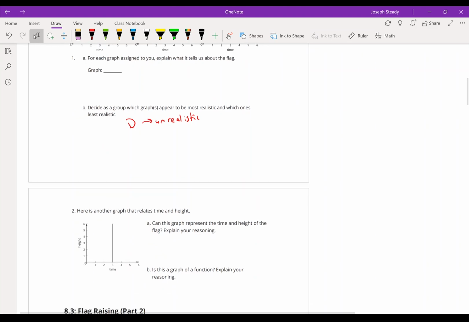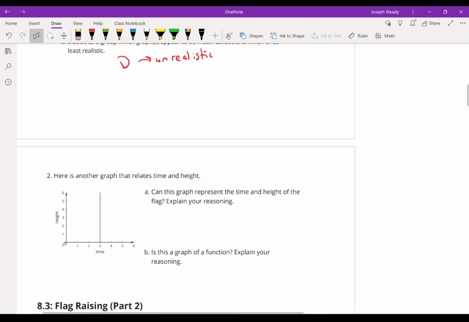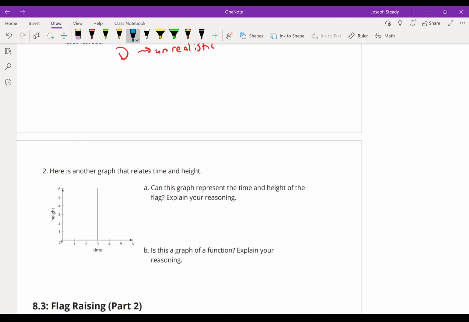One last part of this problem gives us one more graph to think about. Now, in this graph, what I notice is that we're only dealing with one time throughout the entire graph, and that is 3 seconds. So this means that our flag is at a bunch of different heights, all at one time, 3 seconds.